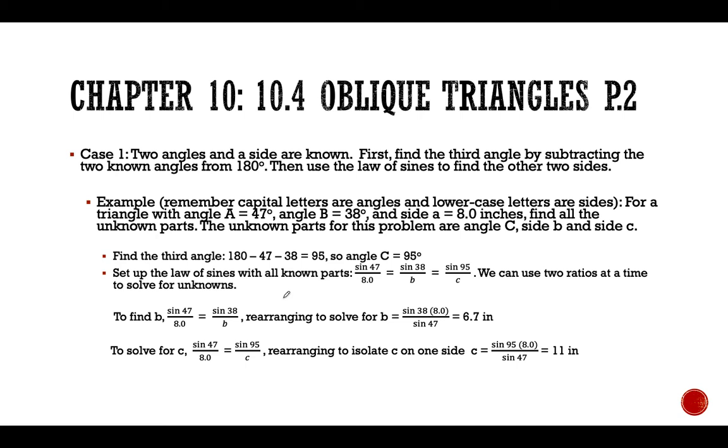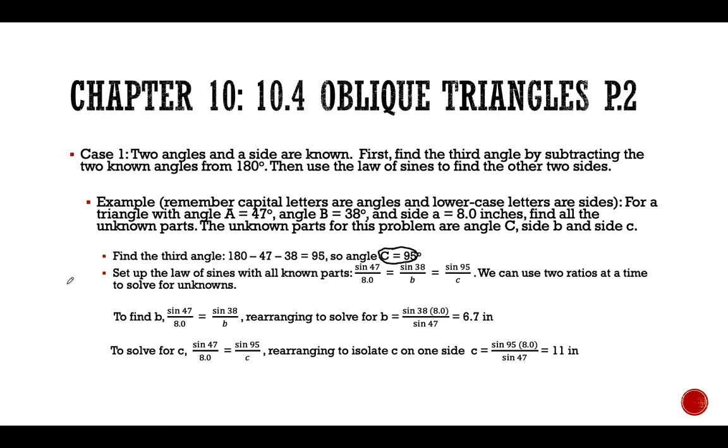So we're going to find the third angle by subtracting the 2 known angles from 180. 180 minus 47 minus 38 equals 95. So angle C equals 95 degrees. So we have our first unknown, and that's angle C. Set up the law of sines with all the parts that you know. Sine of 47 over 8 equals sine of 38 over B equals sine of 95 over C.